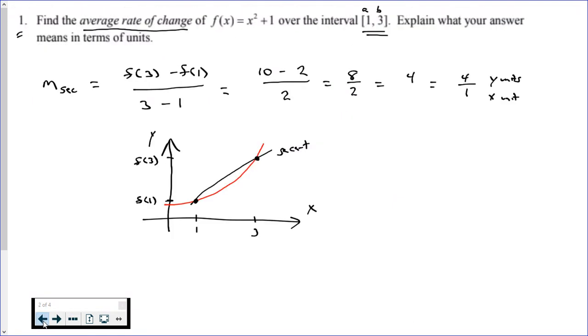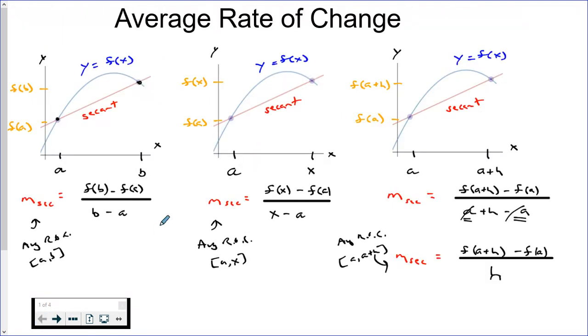And maybe another takeaway is the 3 common ways that we can represent it. f of b minus f of a over b minus a, but you can also represent it as f of x minus f of a over x minus a. You can also represent it as this one, which looks weird because you don't see the subtraction in the denominator because of that simplification, right? So that's average rate of change.